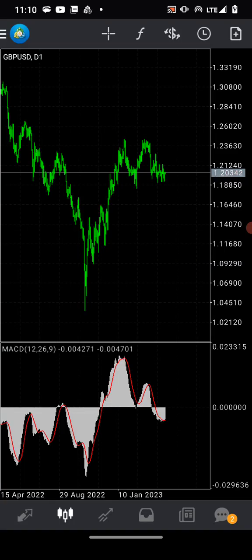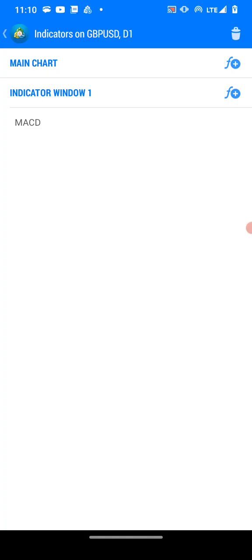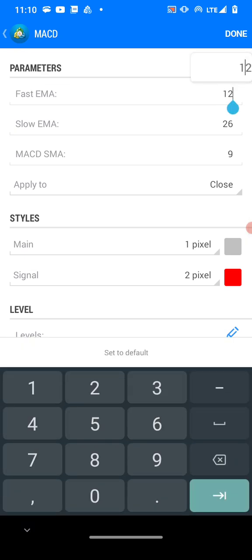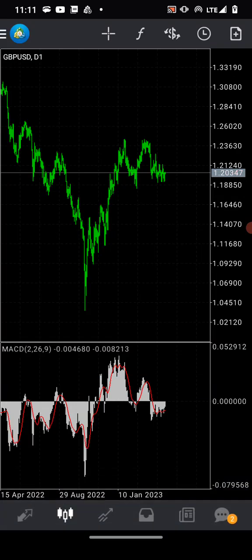See, now look at that. You see the shape of that indicator? Now watch this. I'm just going to put a very different number in there. From 12 to 2. See, that makes a whole different animal, doesn't it? Right?